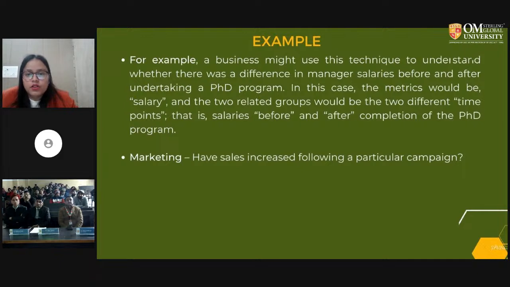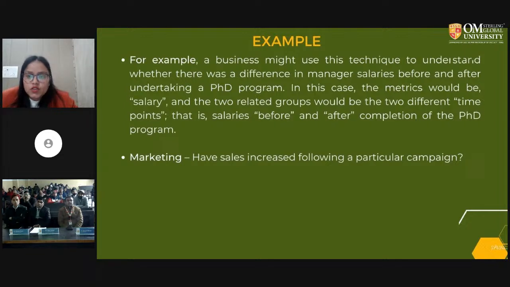So this is the most important example that can be associated with this particular method. We can also take one more example that is related to marketing. A company wants to study whether the sales increased following a particular advertisement campaign. So we can take sales as a variable, and we can have data from before the particular campaign was used, and after the campaign sales values we can take up, and then we can compare whether the sales have increased or decreased.